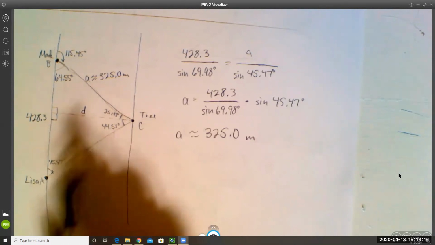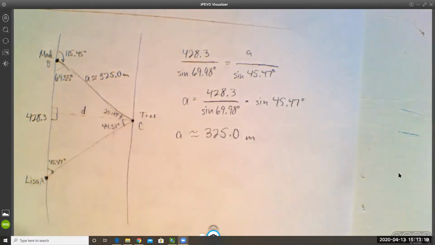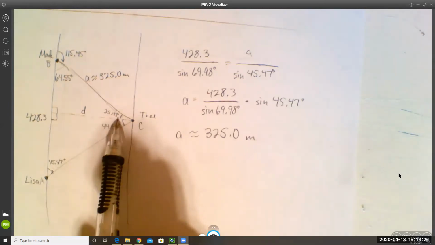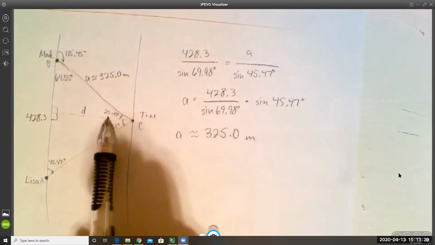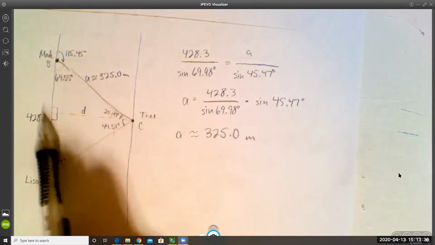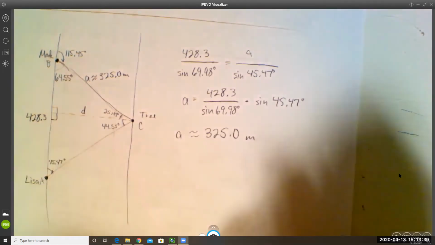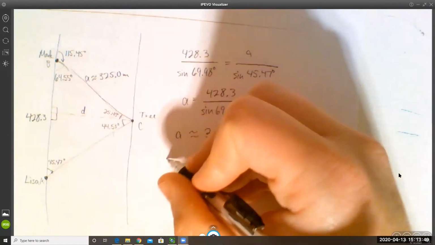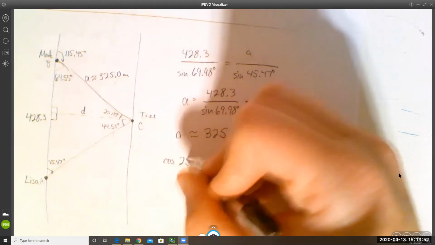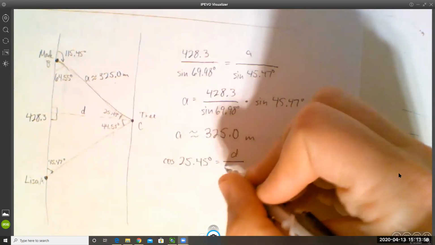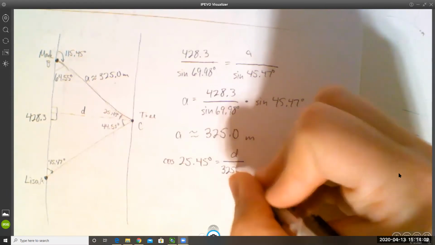Now I can use that to solve for D by just applying some kind of trig function. I could say cosine 25.45 is D over 325.0, because this is a right triangle here now, so I can just use my trig functions. Or I could say sine 64.55 equals D over A. Whichever one. But I'll go with the first thing I said. So cosine 25.45 degrees equals D over 325.0.